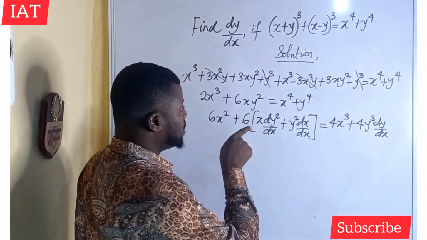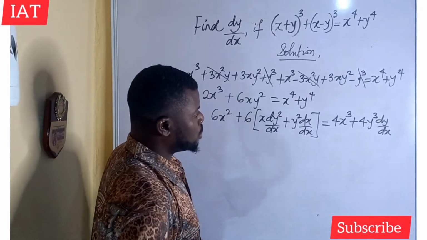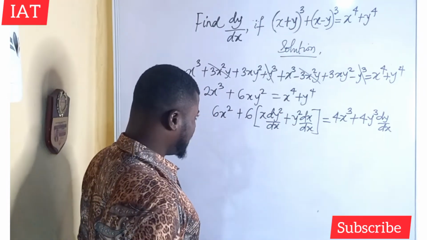So whenever you're differentiating a term that is not containing x, and that is y, what we need to do is to add the dy over dx to that term.